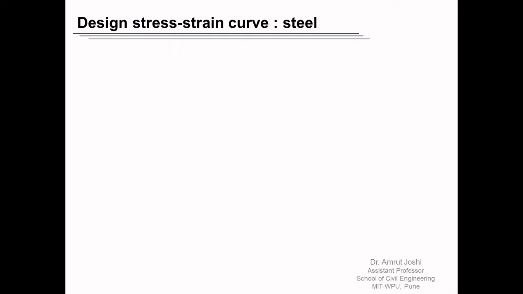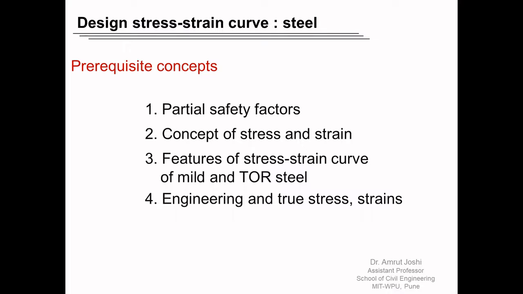There are certain prerequisite concepts, and those are partial safety factors, concept of stress and strain, features of stress strain curve of mild and tor steel under uniaxial tension, which you must have done in your laboratory course under strength of materials, and then engineering and true stress and strain.